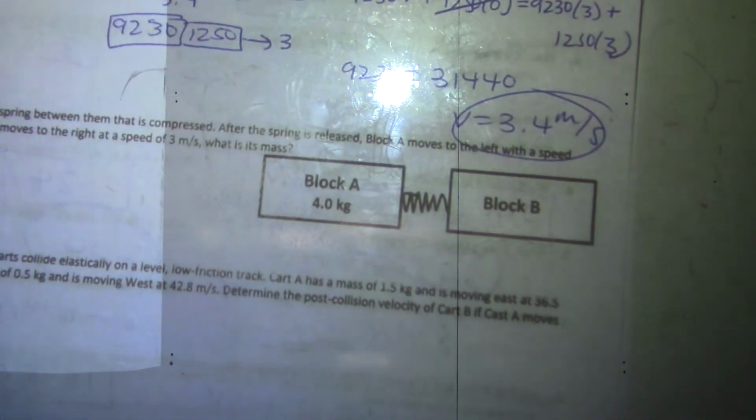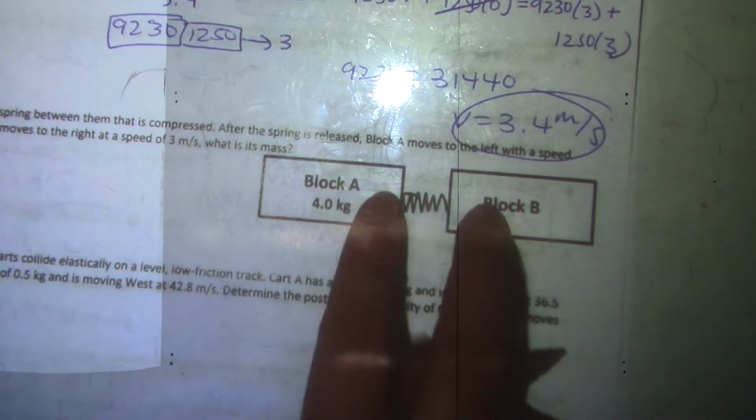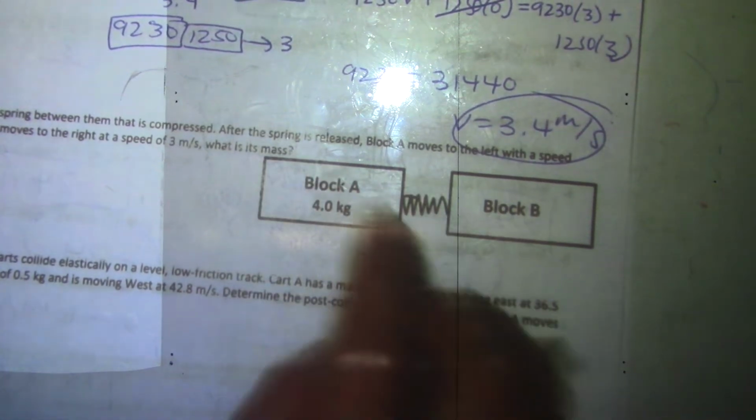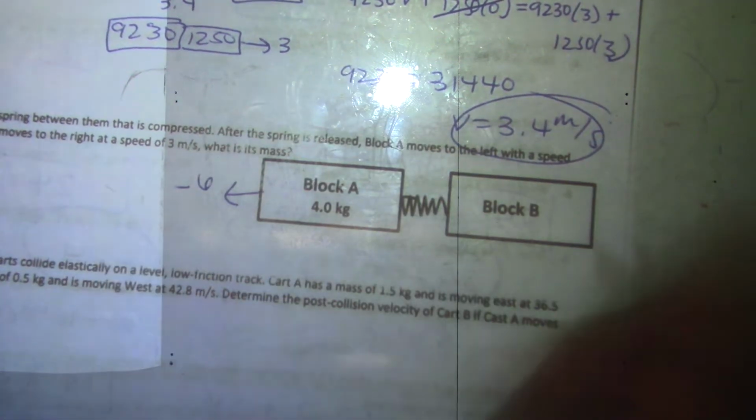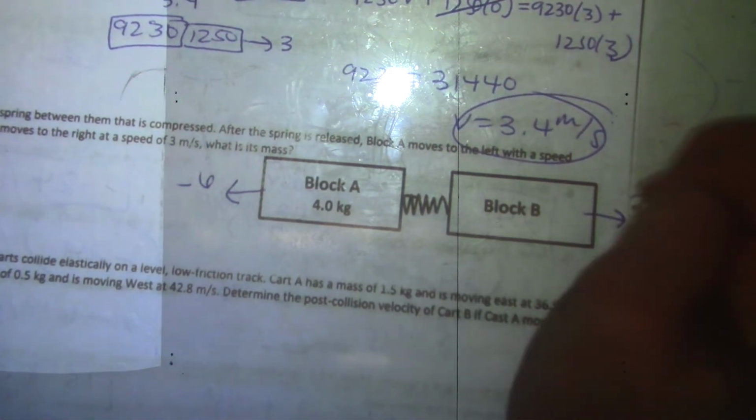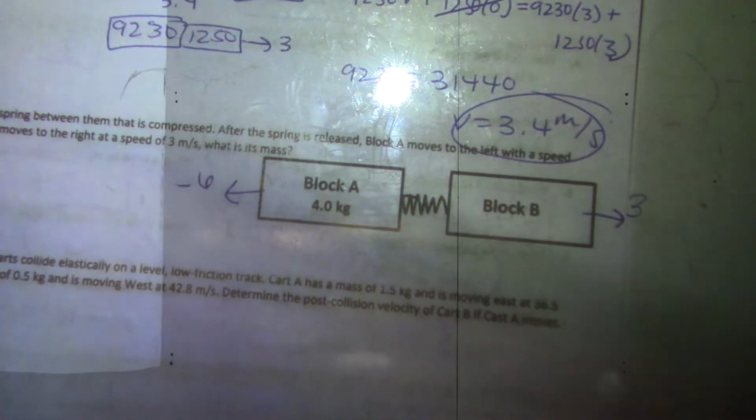Two blocks have a spring between them. They're chilling there. After the spring was released, A moves off to the left with a speed of 6, negative because it's to the left. This one's moving to the right with a speed of 3, and I want to know the mass.